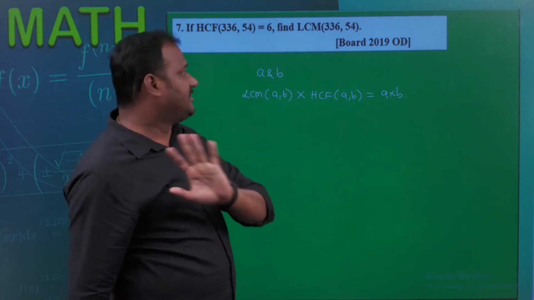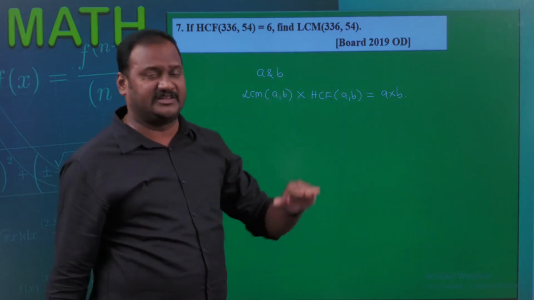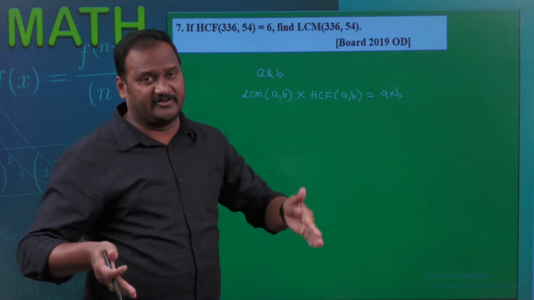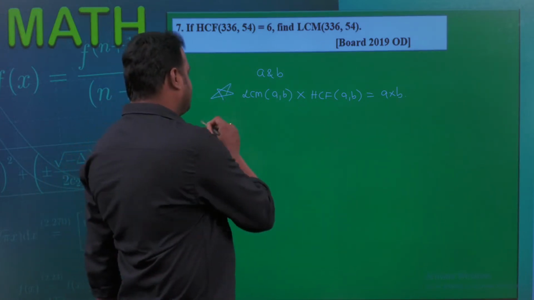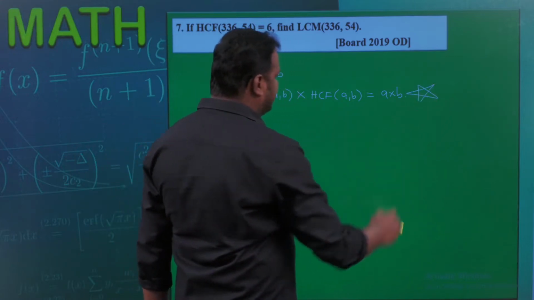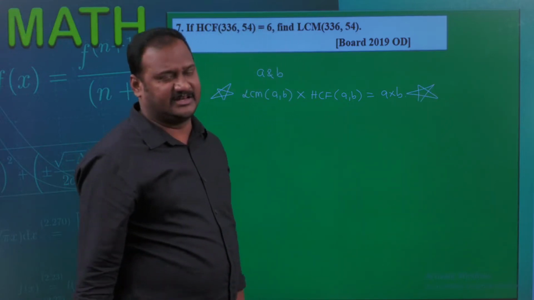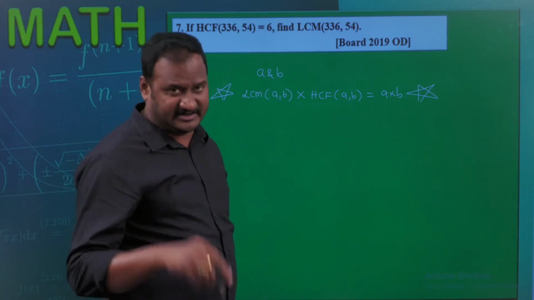As simple as that. You don't have to find the LCM of 336 and 54 by your long division method or prime factorization method. Just by using this logic, you can easily find the LCM or HCF of the numbers when the numbers are given.